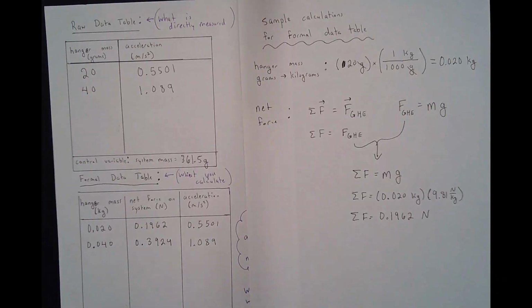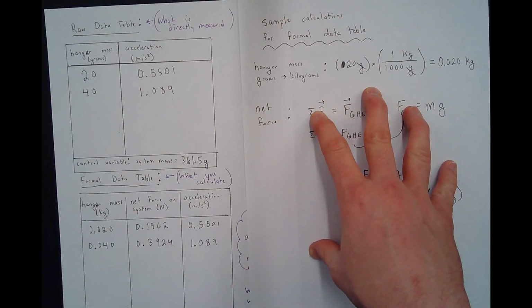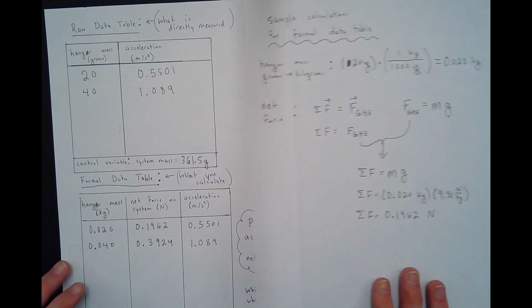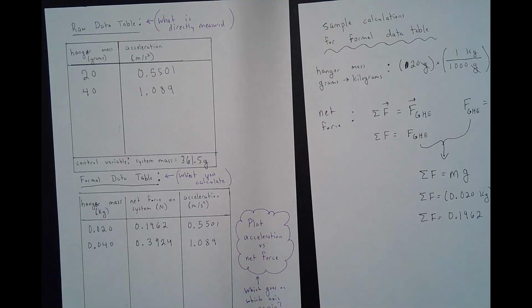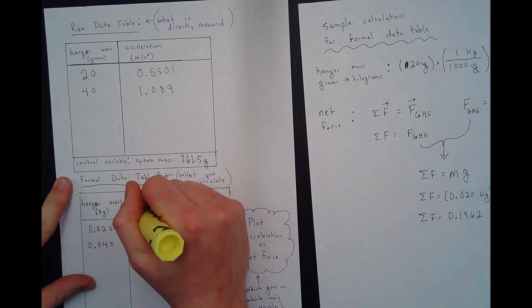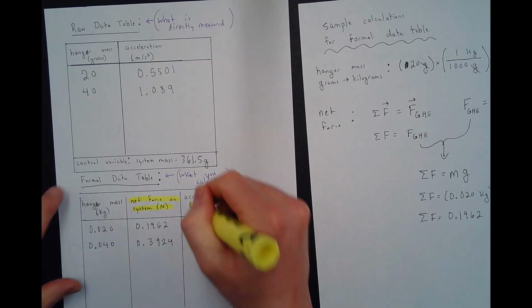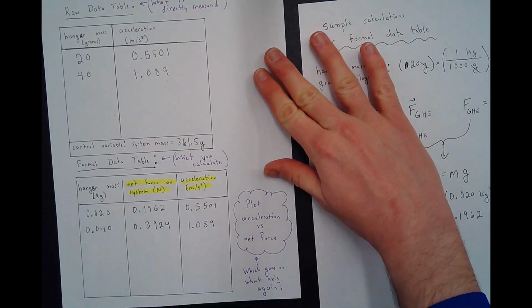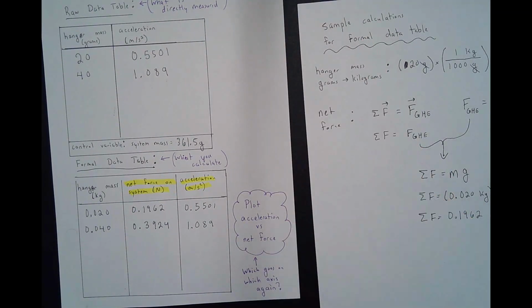So in your lab report, I'd expect to see a sample calculation like this. You can either type it up in Google Docs, or you can handwrite it, take a picture, and upload that picture to the Google Doc. And then in the end, we're going to plot a graph of the acceleration versus the net force. In other words, this column is going on one of your axes, the net force exerted on the system, and this column is going on the other axis. I want you to think about this order, acceleration versus net force, and which quantity goes on which axis.